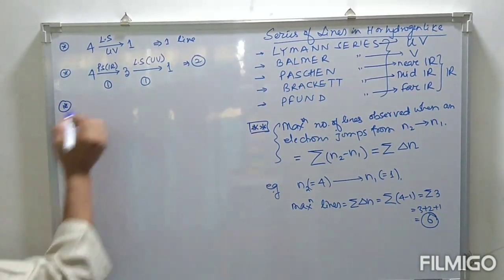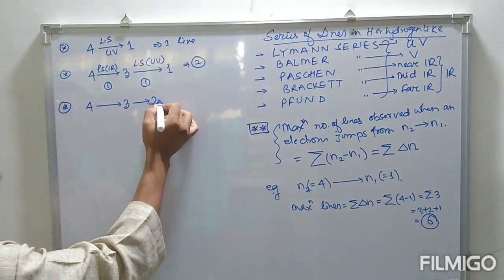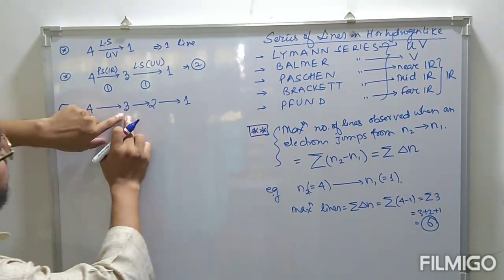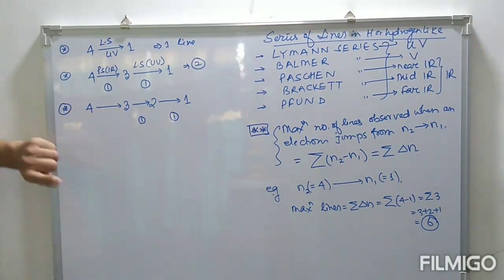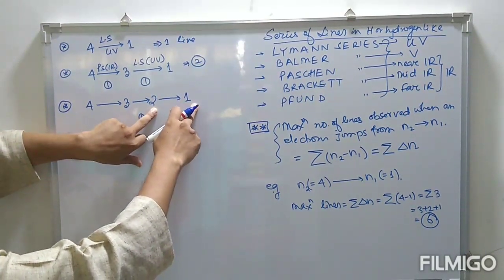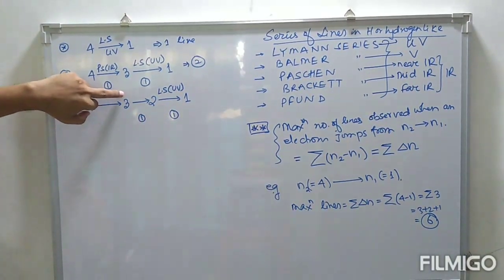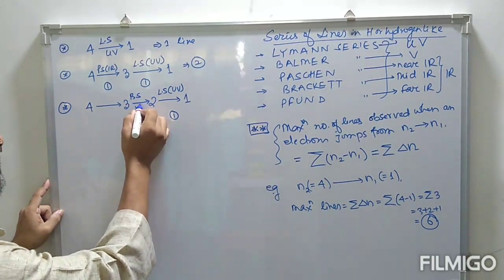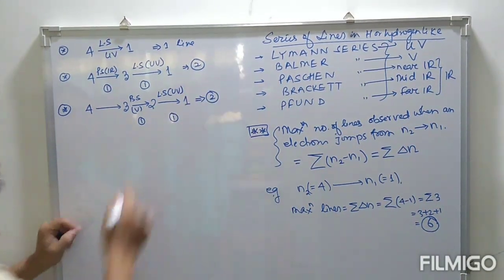Now the third possibility is the electron coming from 4 to 3, then again 3 to 2, then finally 2 to 1. 4 to 3 we have already counted here. Then we have 3 to 2, we will have one line, 2 to 1 will have one line. Now look at this, 2 to 1, finally the electron is resting at the ground state, so this comes in the Lyman series, ultraviolet. The electron coming from 3 to 2, that is the Balmer series, and this lies in the visible spectrum. So again, how many lines are observed here? 2.